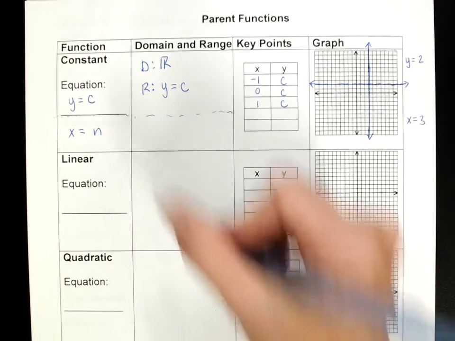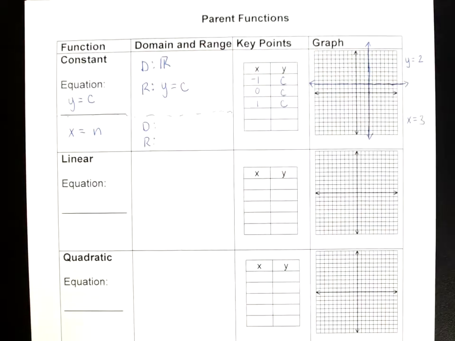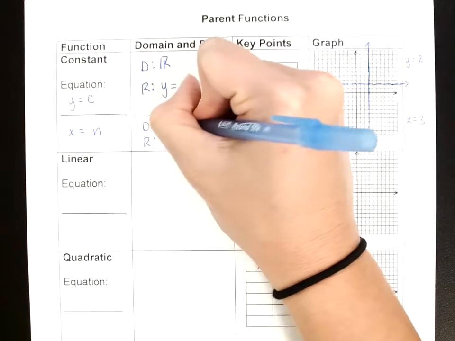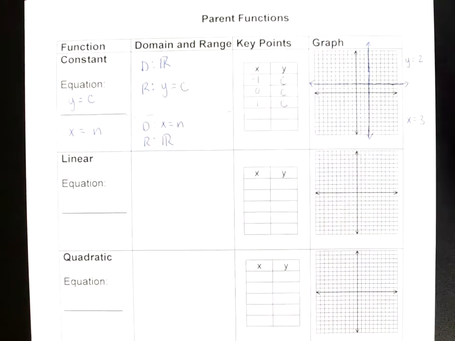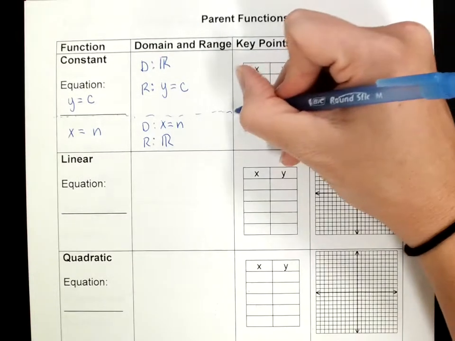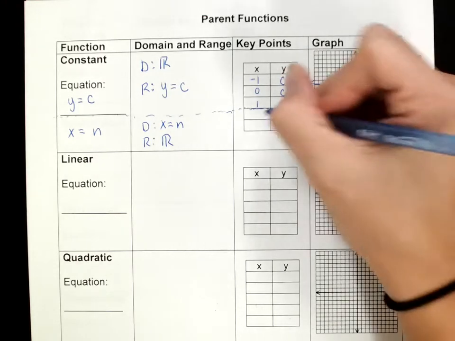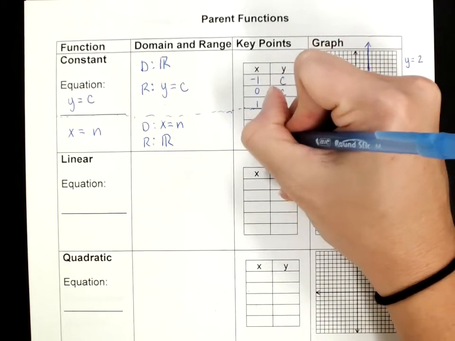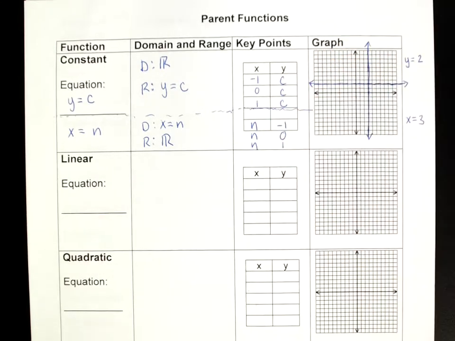But if we were going to identify our domain and range, very similarly, the x values are always going to be n, and the range could be any possible number, so that's all real numbers. Again, for this equation, if we were going to list out some key points, x would always equal whatever that number is, no matter what number y would be. So those are our constant equations. We're not actually going to use those a whole lot doing our transformations, but they're still good things for you to know.